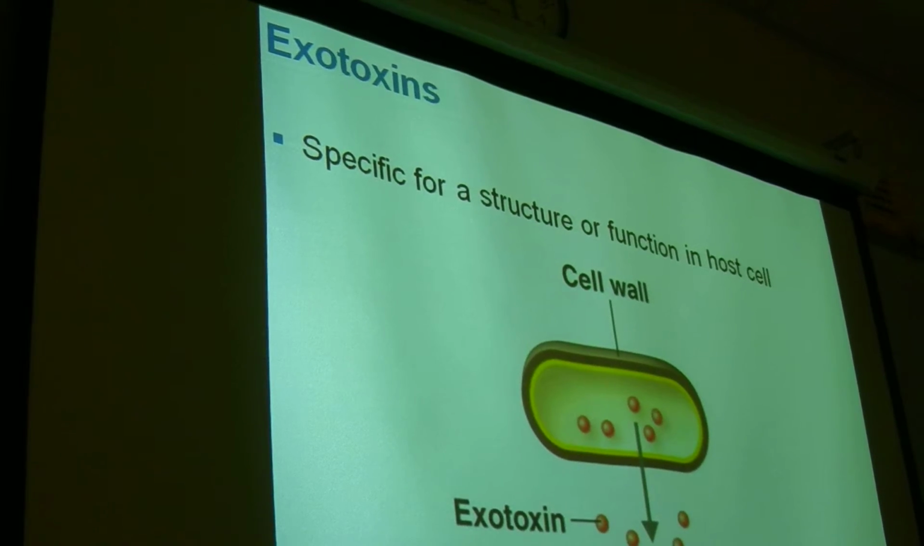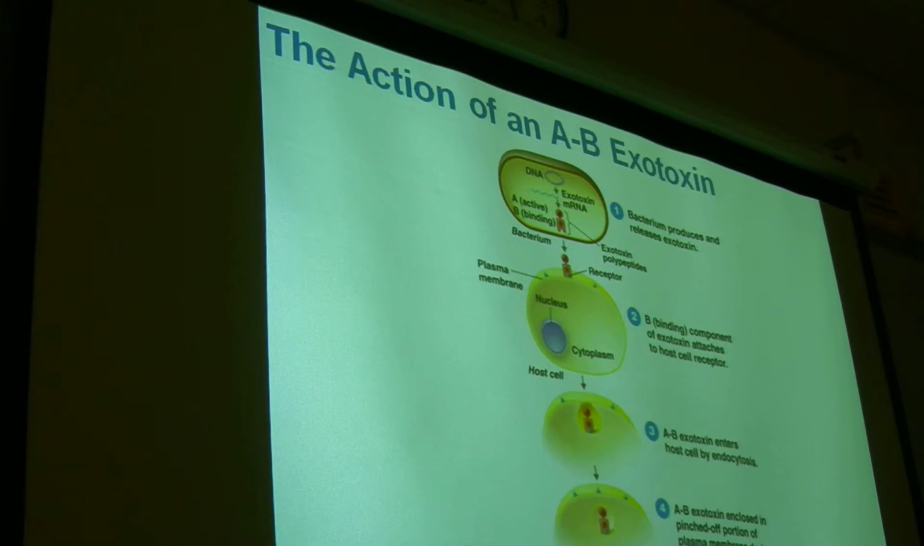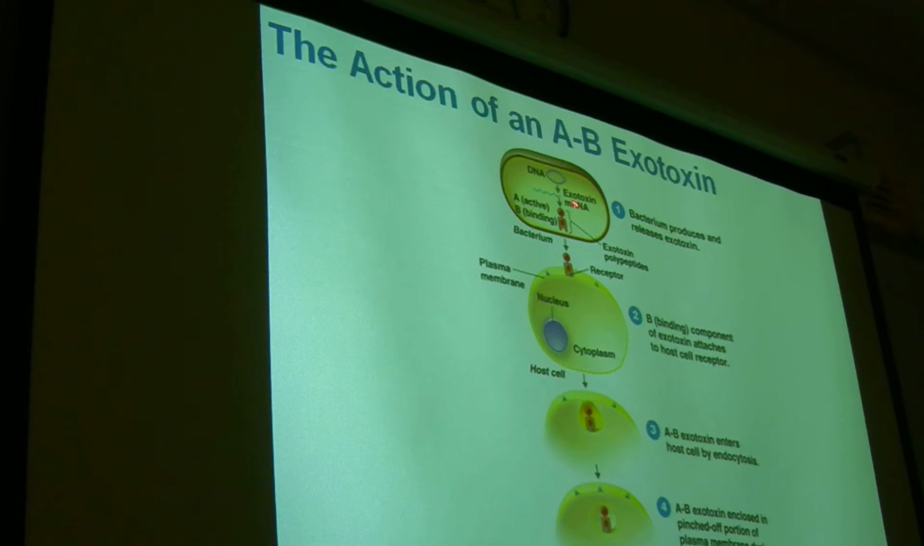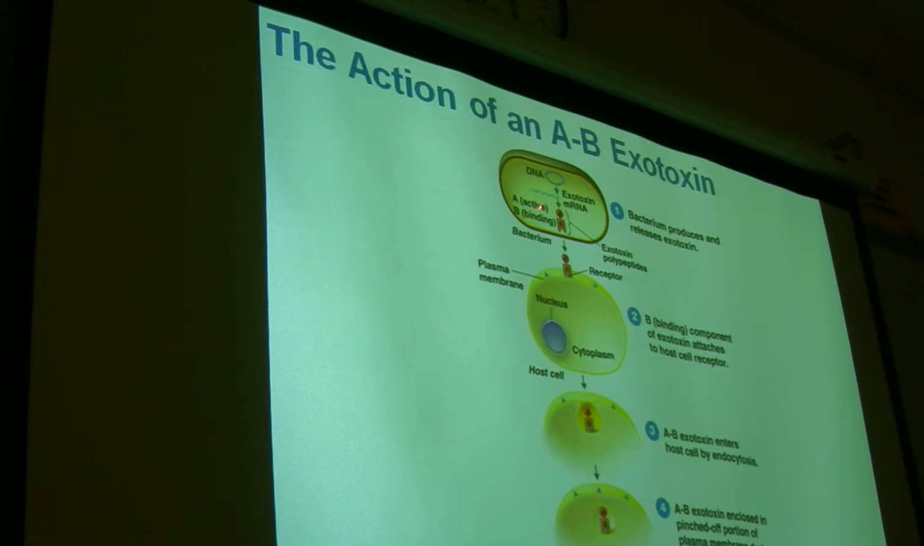Okay, so we'll start talking a little bit more about exotoxins. The main type of exotoxin is an AB exotoxin. An AB exotoxin is basically two proteins that come together to form a toxin, protein A and protein B. The bacteria has a gene to make protein A and protein B. It turns it into mRNA. It gets converted into protein A and protein B, which come together to form a single toxin complex.